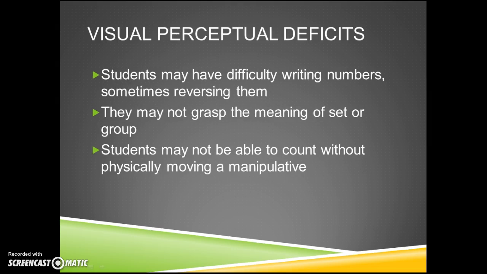Visual perceptual deficits. Students may have difficulty writing numbers, sometimes reversing them. They may not grasp the meaning of set or group, and students may not be able to count without physically moving manipulatives.